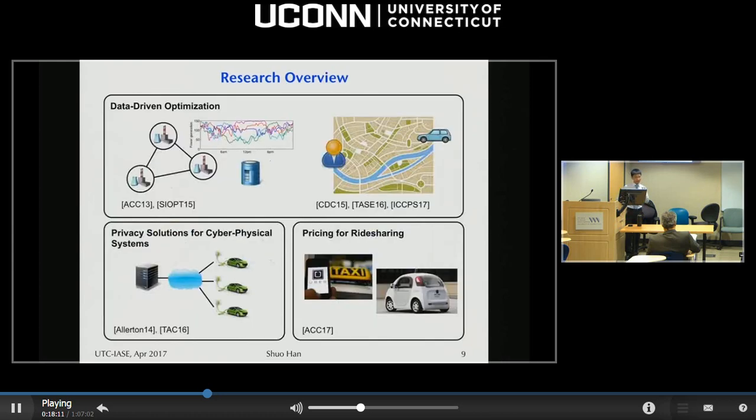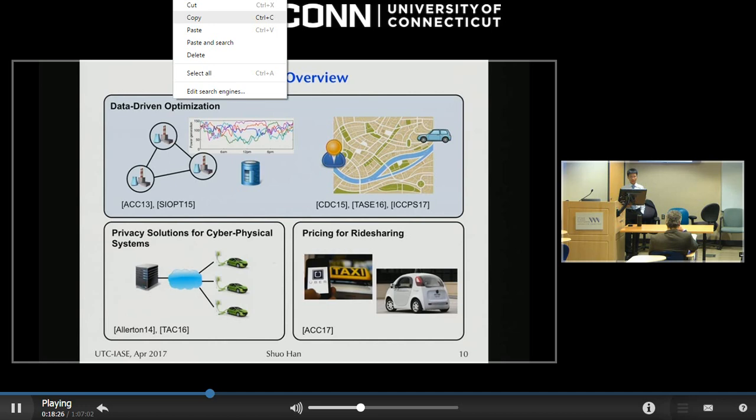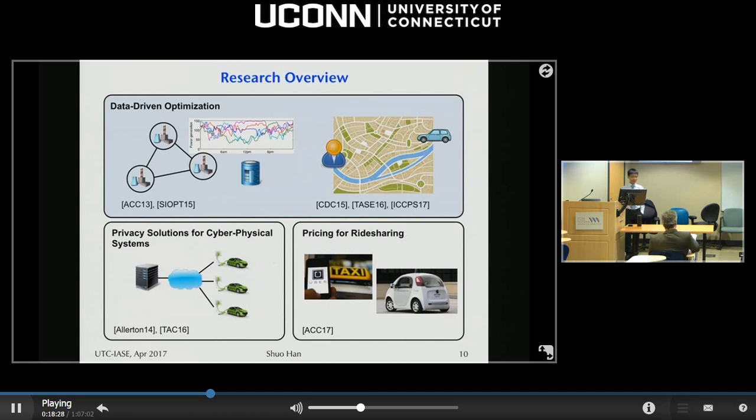Okay, so just to get a little bit more detail, I won't go through all the topics, but these are some of the specific things I have done in the past. And today I'm going to talk to you about this data-driven optimization, which is what I would claim a rigorous way of turning data into useful decisions.